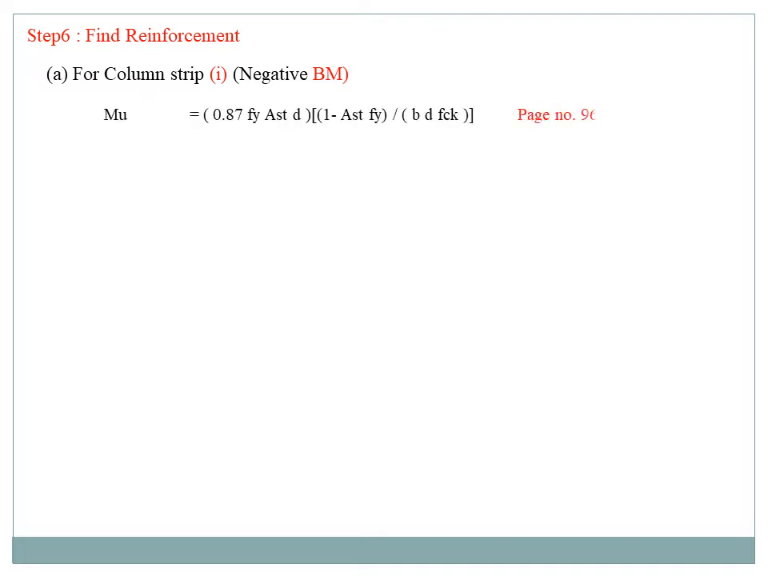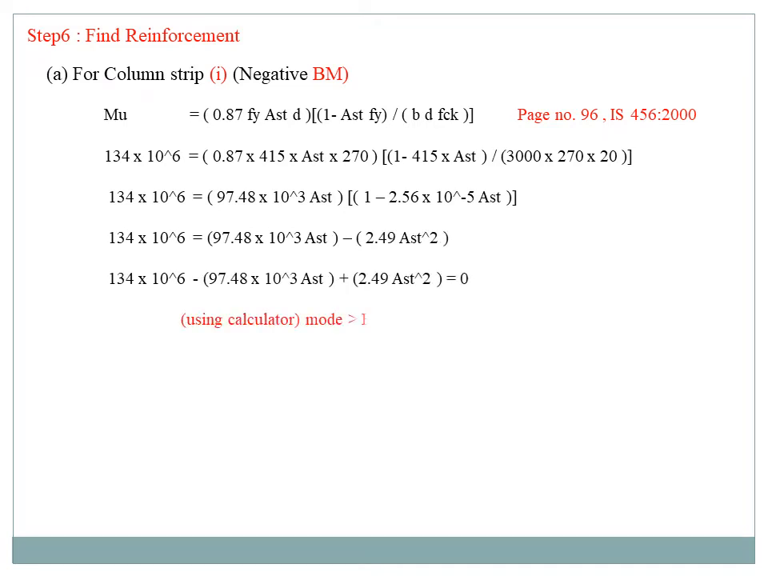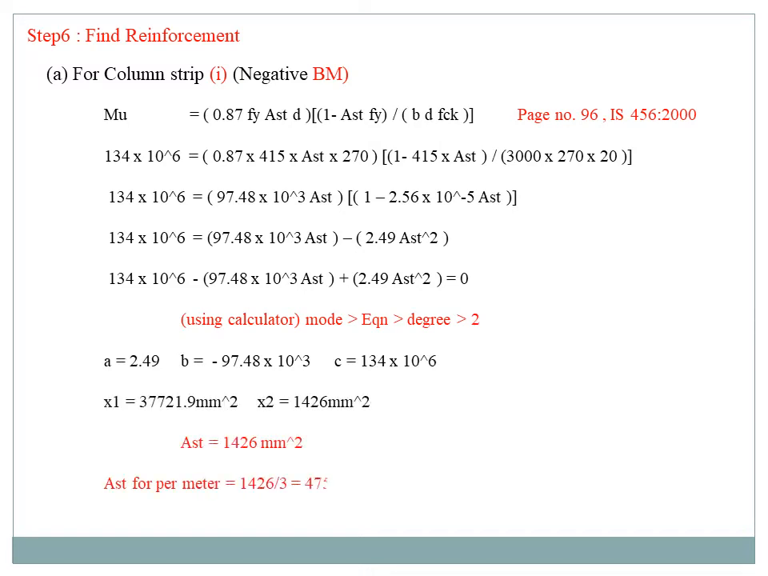Then Mu is equal to 0.87 fy Ast d (1 minus Ast fy divided by bd fck). This formula is used to find out the Ast value. This formula is in our code book, IS 456 2000, page number 96. So for the column strip, finding out Ast, it will be taken as the column strip maximum moment. Our column strip maximum moment is 134 kilonewton meter. So 134 into 10 power 6 is equal to 0.87, which is a constant value, and fy is given in our question, Fe 415, so it will be taken as 415 Newton per mm square.